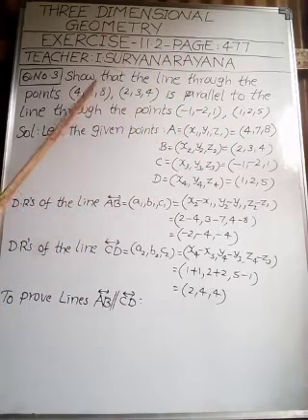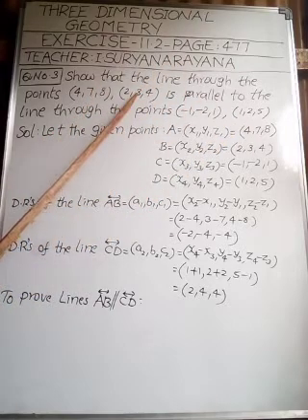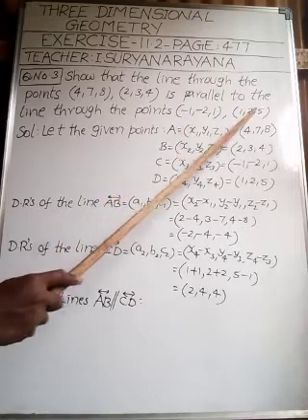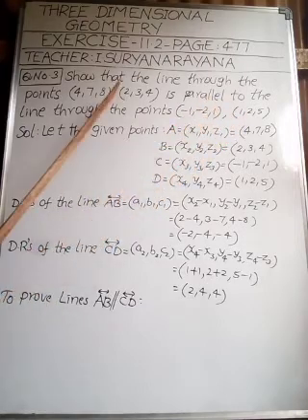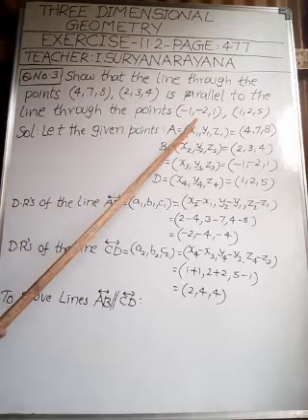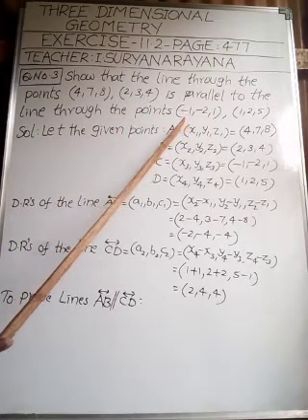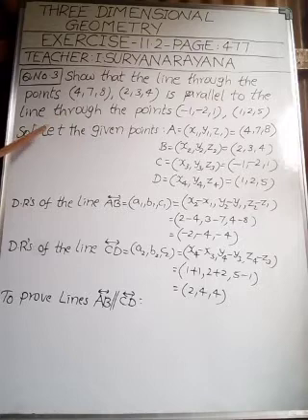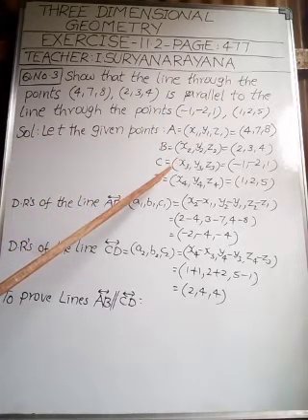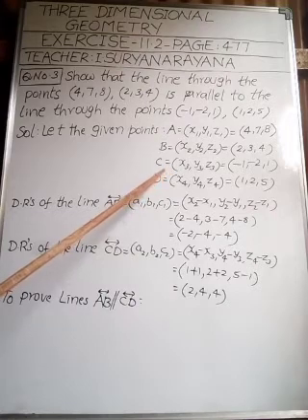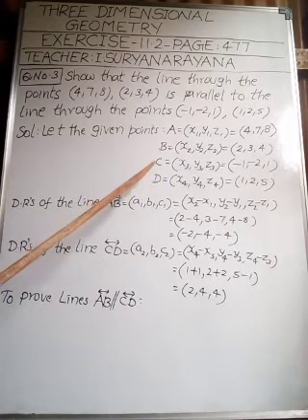Here a line is passing through these 2 points and the second line is passing through these 2 points. We have to prove that the first line is parallel to the second line. Understood this question, my children? Right. Now come to the solution part. As we followed for the previous question, till you are finding the direction ratios, we follow the same steps here.